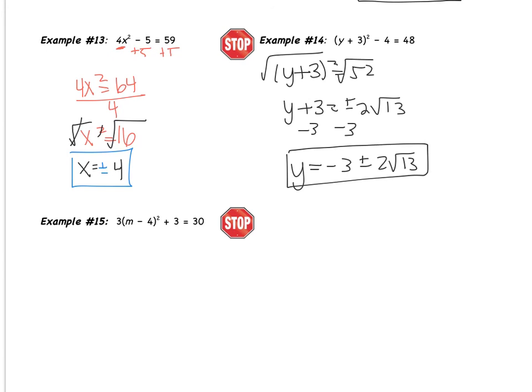Now you can't combine those, because they're not like terms. We have negative 3, which doesn't have a root, and you have 2 root 13, which does. So do not combine the two. So hopefully that went well. I have one more example that I would like you to try, which is example number 15. So please pause the video and try this one on your own.